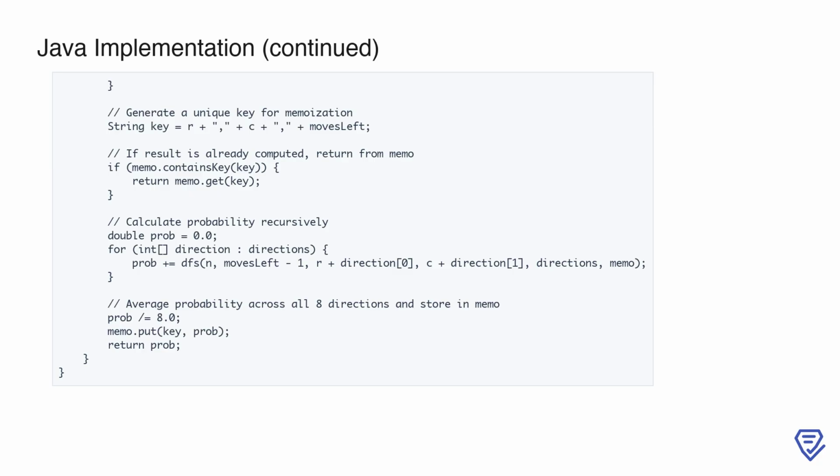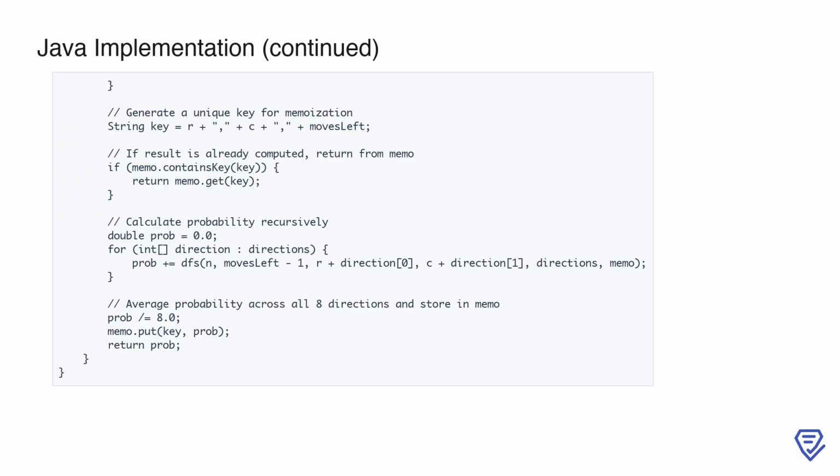Now, we need to handle the recursive calculation. First, we generate a unique key for the current state using the knight's position and the number of moves remaining. This key allows us to check if the result for this specific state has already been computed and stored in the memoization map. If it has, we simply return the pre-computed value to save time.